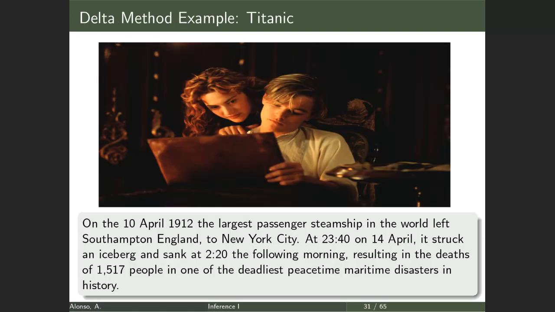Let's give a concrete example of this. We all know the Titanic story. It was one of those events that shocked humanity at the time, and it stays in the collective memory of our society, of mankind. And the story is that on the 10th of April, 1912, the largest passenger steamship in the world left Southampton, England. The idea was to go to New York City.